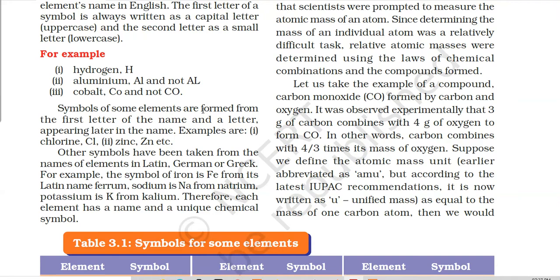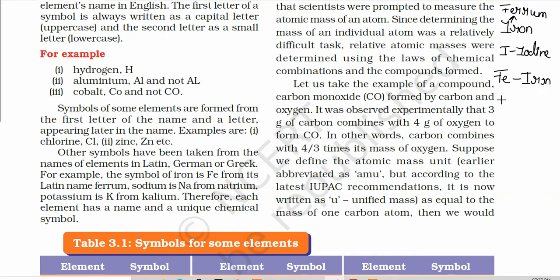But for some elements, such as iron, I is already being used for iodine. So now I is reserved, and we cannot use I for iron. What we can do is use a different name of iron. The different name of iron is ferrum, the Latin name of iron. So here we use the first two letters of ferrum, Fe, as the symbol for iron.